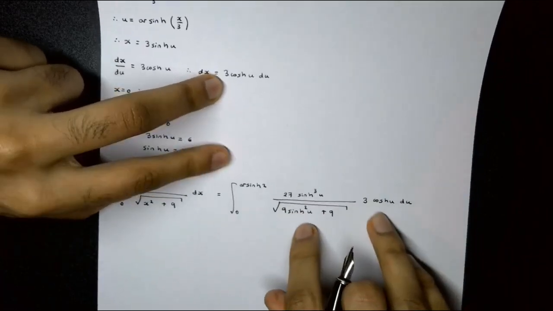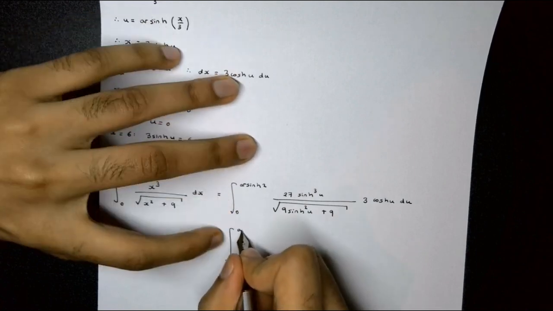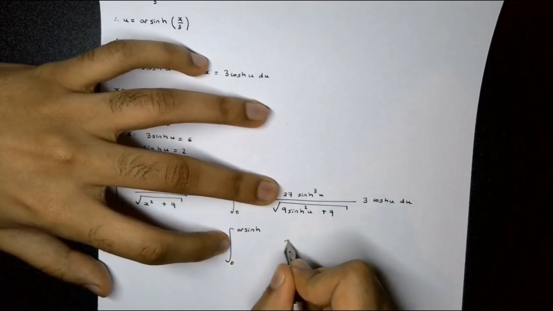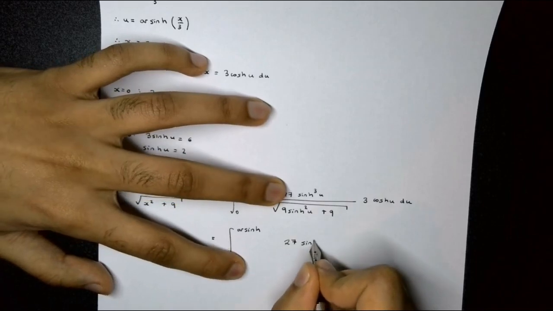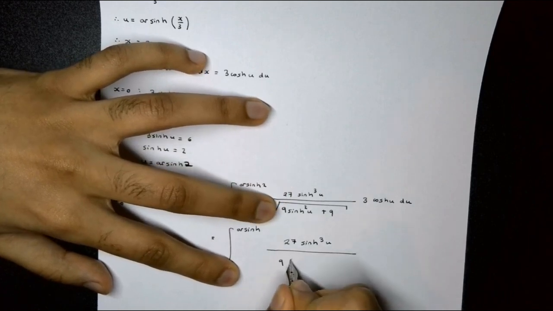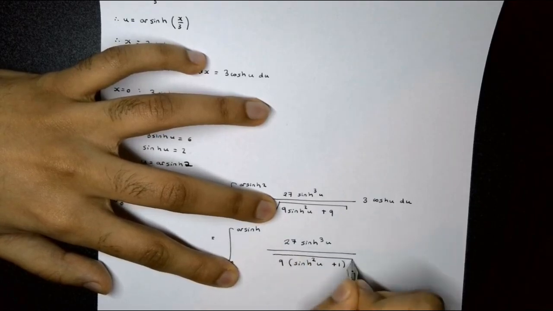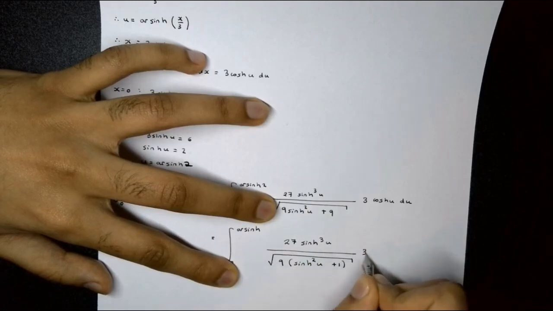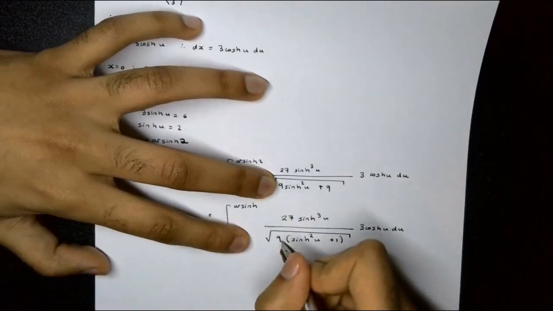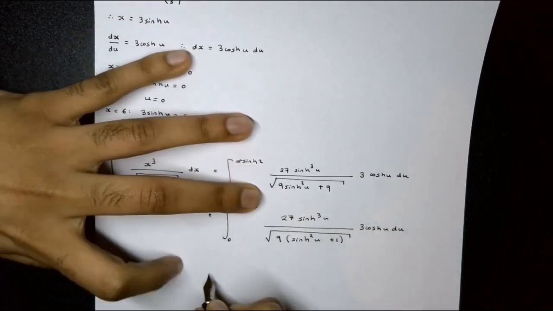So now we need to tidy all of this up. So we've got our limits as shown over here, and on the top we've got this 27 times by hyperbolic sine u cubed, and on the bottom, if we take out a 9, we've got 9 lots of hyperbolic sine of u squared plus 1, and then this is square rooted, and then we multiply by 3 times by hyperbolic cos u du. So square root 9, that's 3, and that cancels with this 3, and what we can also do is take out the 27 outside the integral.